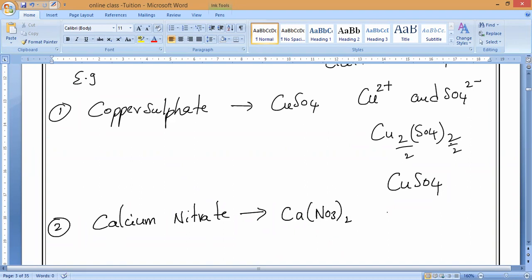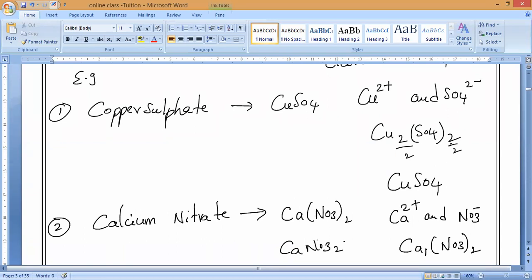Understanding? So here, what are the ions present? Ca2+ and NO3 1-. So by combining, what will come? Ca1 and NO3 twice. Many will write it like CaNO3 2, which is wrong. Understand? Use a bracket; the whole NO3 should be taken twice. You should remember that, so be very careful. That is Ca(NO3)2.